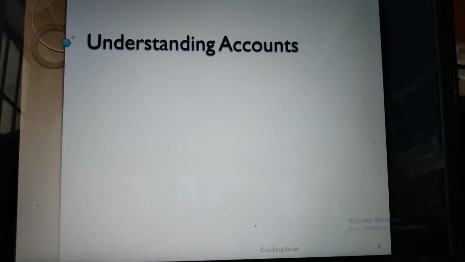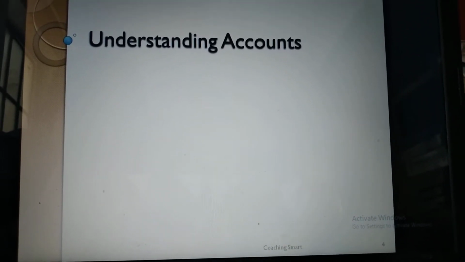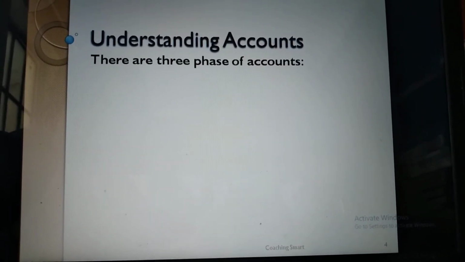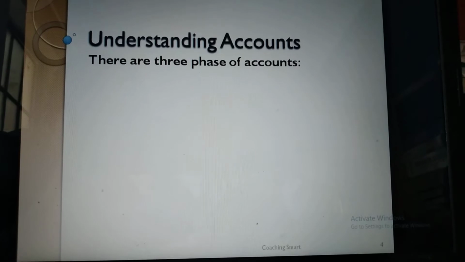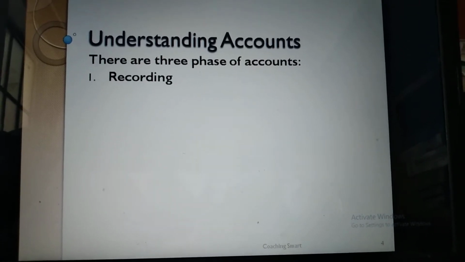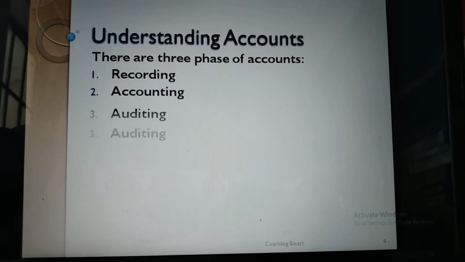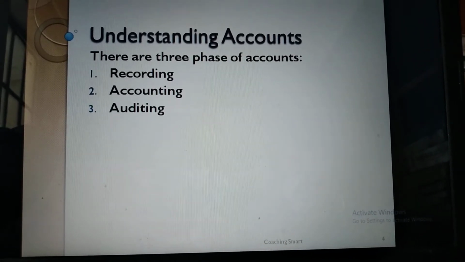Let's start with understanding accounts. For us to understand accounts, we need to get the definition. There are 3 phases of accounts: 1. Recording. 2. Accounting. 3. Auditing.